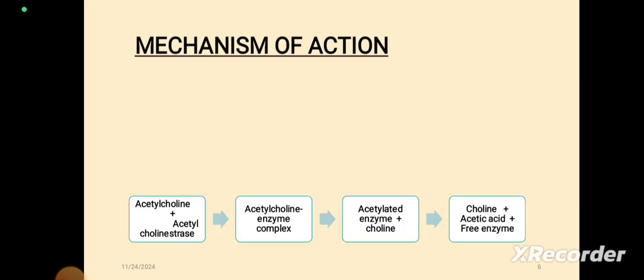Now we come to the mechanism of action. Here I have already given the equation. So first let me read the equation. Acetylcholine plus acetylcholinesterase gives acetylcholine enzyme complex, which gives acetylated enzyme plus choline. Then that gives choline plus acetic acid plus free enzyme. So at the end we get choline, acetic acid, and the enzyme is again free.